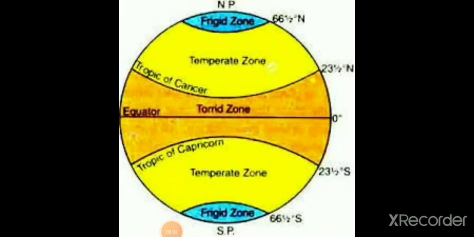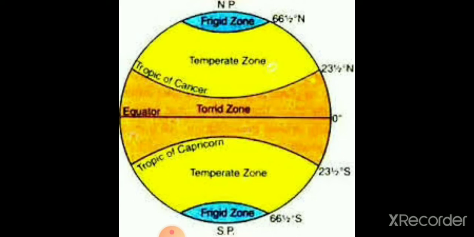Now, on your screen, you can see one picture which is showing the thermal zones. It has been divided into frigid zone, temperate zone, and torrid zone. As we discussed before, the earth can be divided into torrid, temperate and frigid due to the sun rays which fall on the earth.